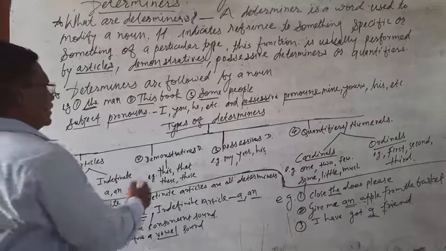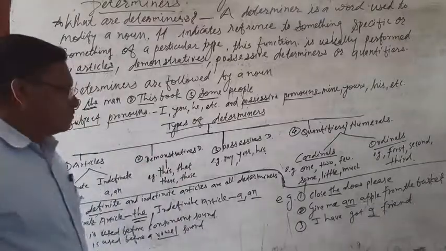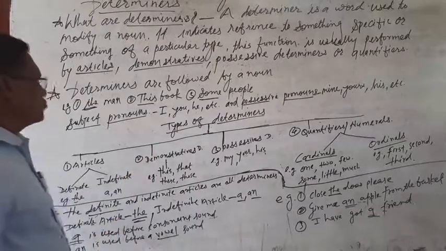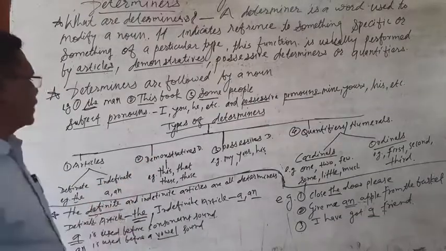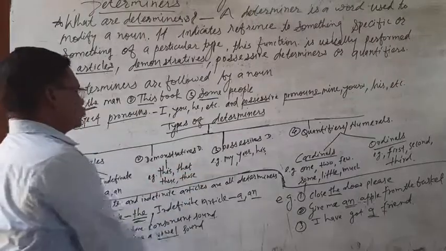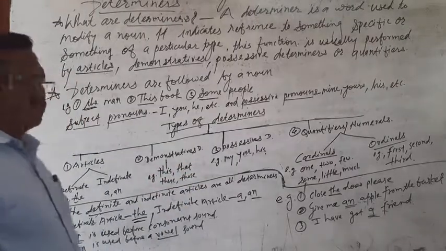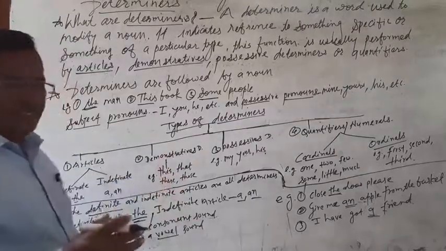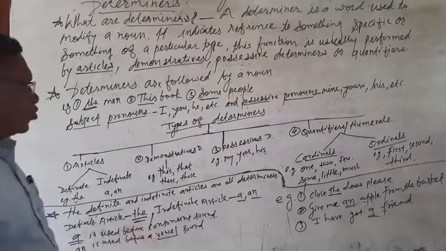Number 2, demonstrative determiner. What are the demonstratives? Demonstratives means this, that, these and those. These are the demonstrative determiners.